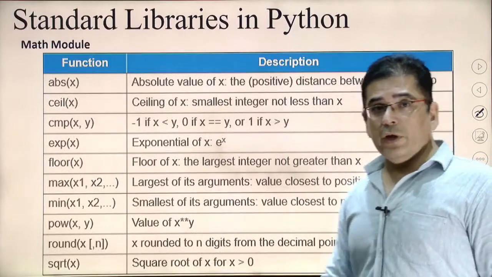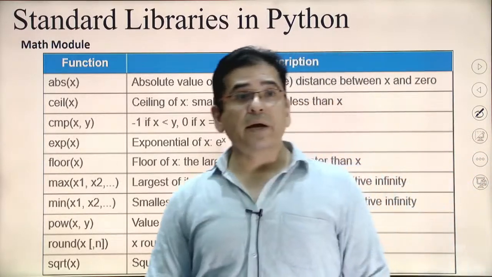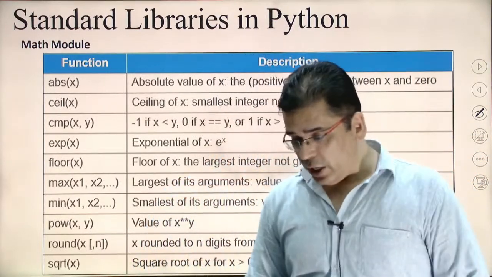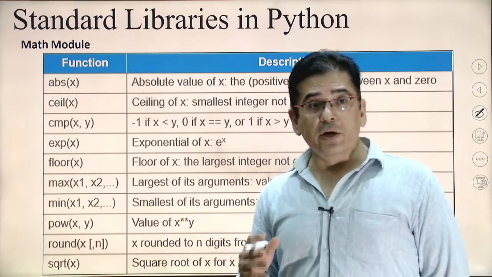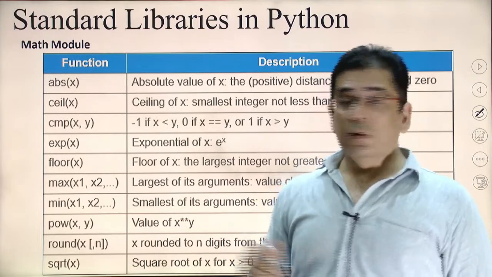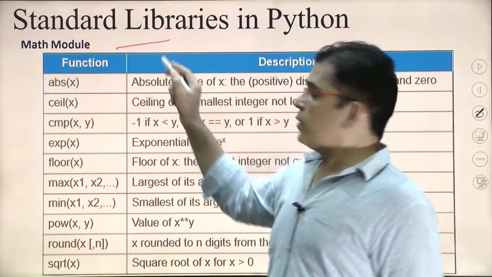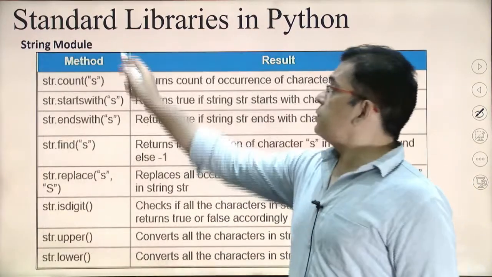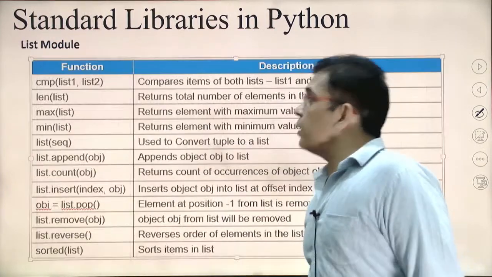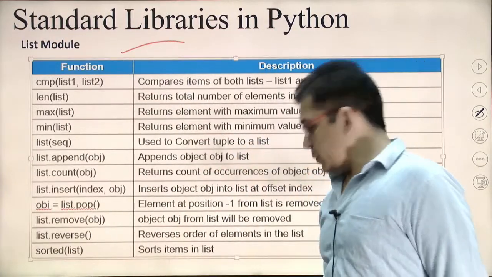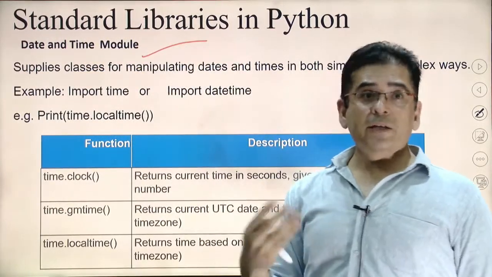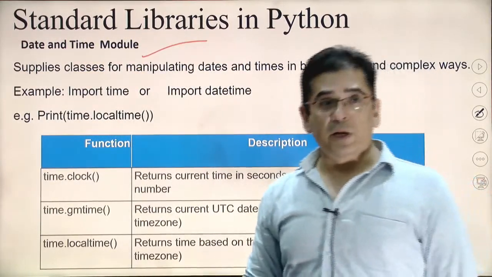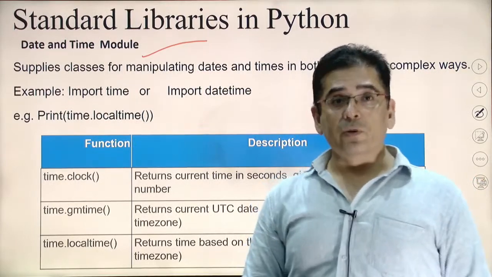Okay, now today's last topic, various standard libraries in Python. There are 4 types of standard libraries in Python. I have divided them into 4 different modules. One is the math module, another is the string module, another is the list module, and the last one is the date and time module. Today I will explain these 4 standard libraries in Python, then we will finish today's class.